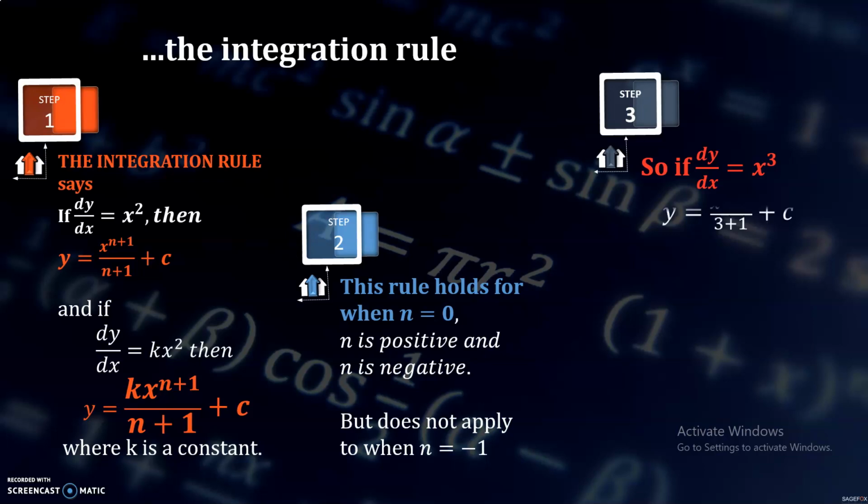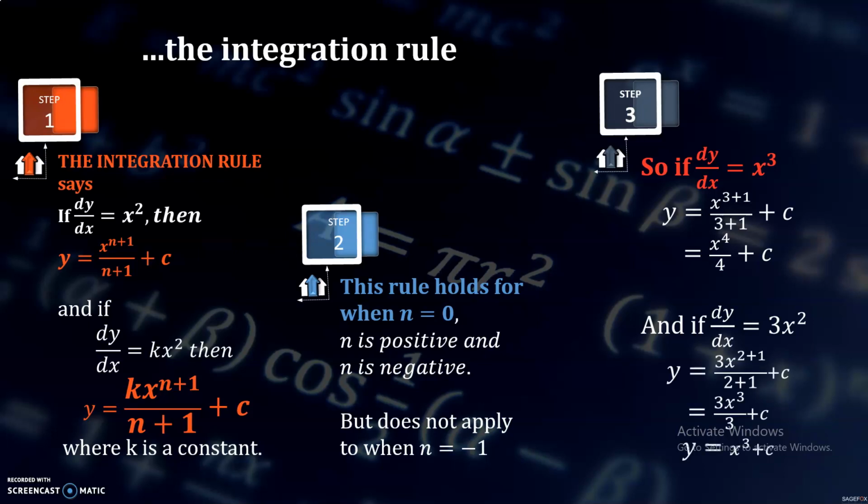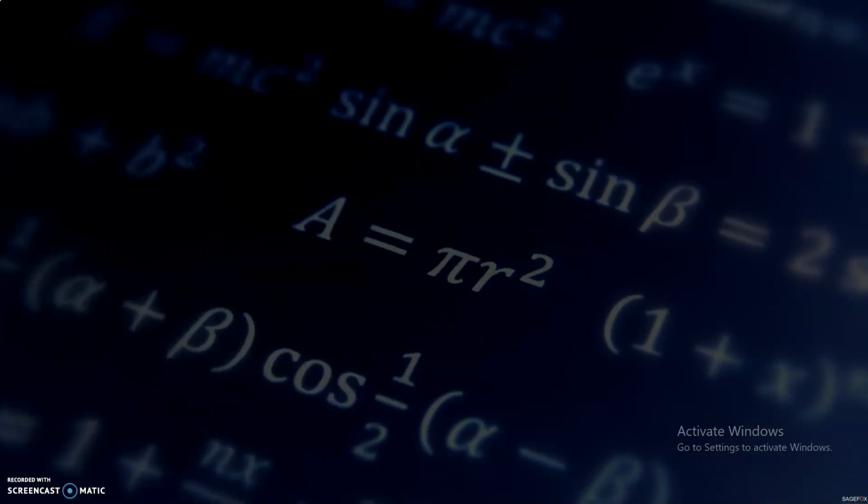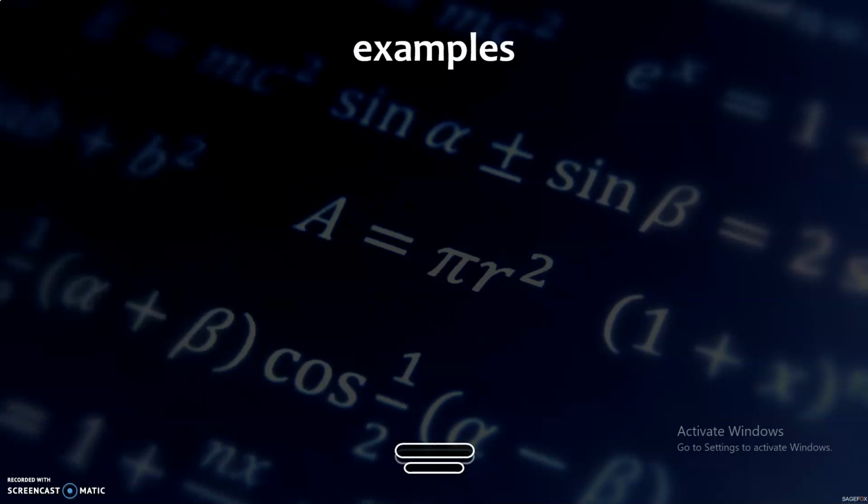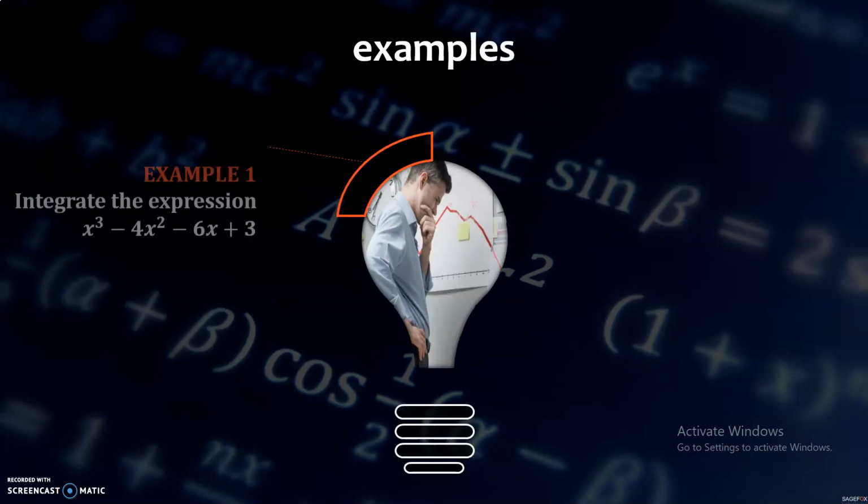If dy/dx equals x cubed, then y equals x raised to the power of 3 plus 1 divided by 3 plus 1, plus c. So if we solve that, we're going to have y equals x raised to the power of 4 over 4 plus c. So what if we have dy/dx to be 3x squared? You can do that on your own. And what you get is y equals x cubed plus c. So that is the integration rule. Here are 2 more examples to buttress our points.